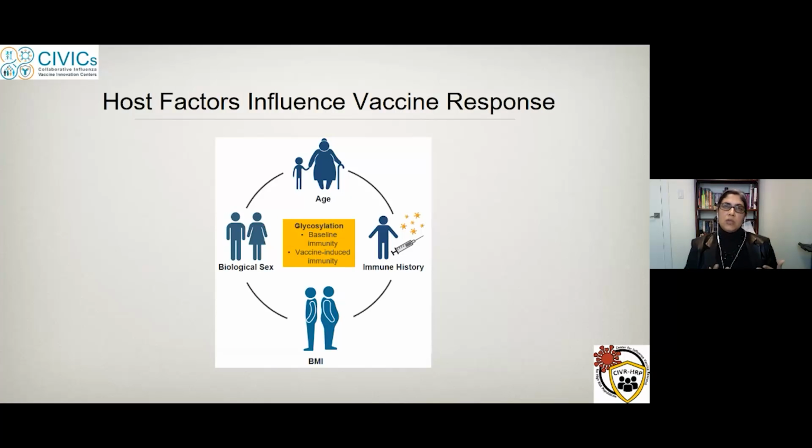So what we're really interested in are host factors that influence vaccine response. We've already seen some examples of how biological sex can change vaccine response, which was given earlier. And of course, there was some indication that maybe obesity might be something to look at. And so these are some of the things that we're really trying to look at in the CIVR. Next slide, please.